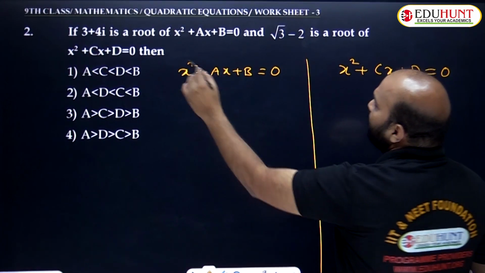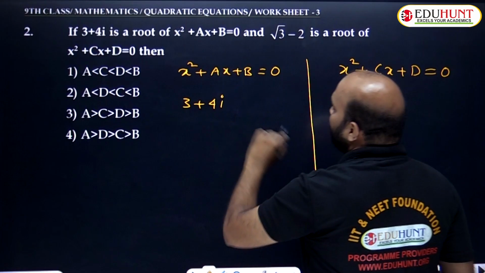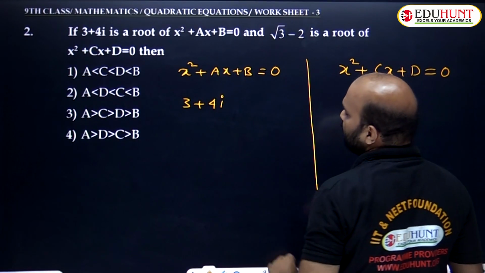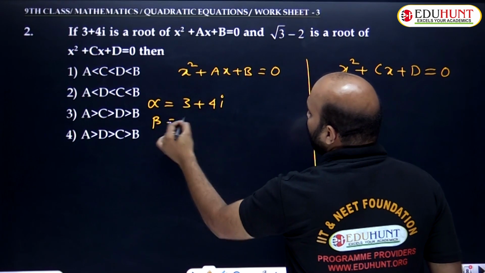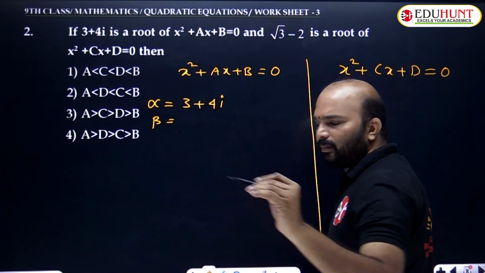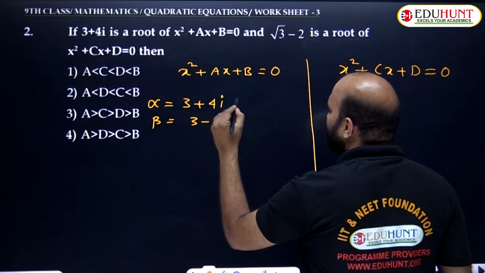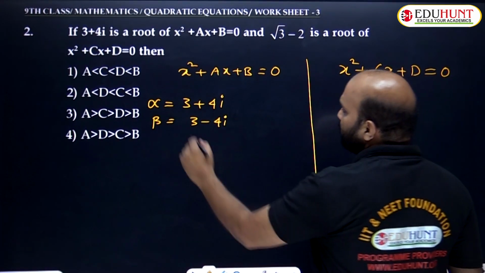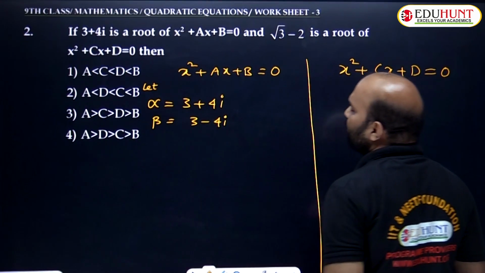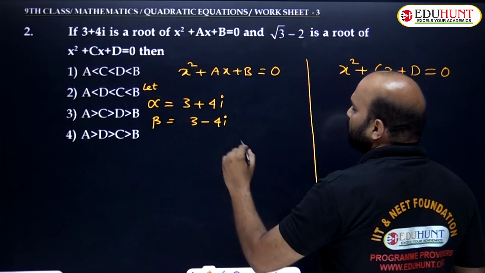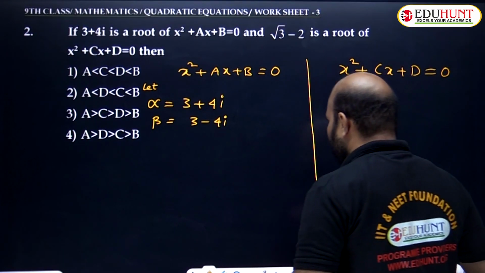But in that part, first 3 plus 4i is a root of the first quadratic equation. So this will be considered as alpha. So what is beta? One root is a complex number, 3 plus 4i is a complex number. Its conjugate 3 minus 4i must also be a root. Am I clear? So let alpha value be 3 plus 4i, so the conjugate part 3 minus 4i must also be a root. Am I clear? So clearly we need to understand.